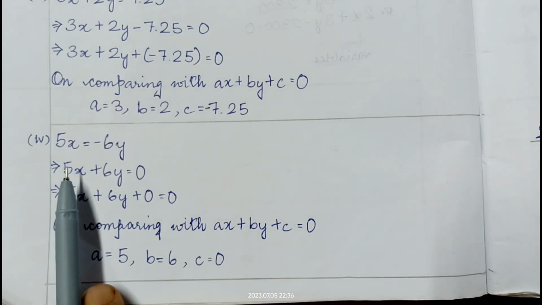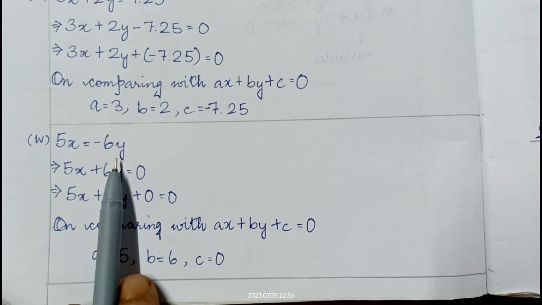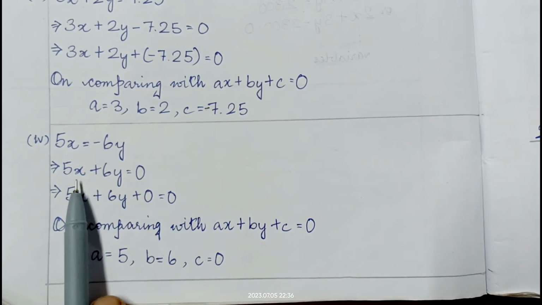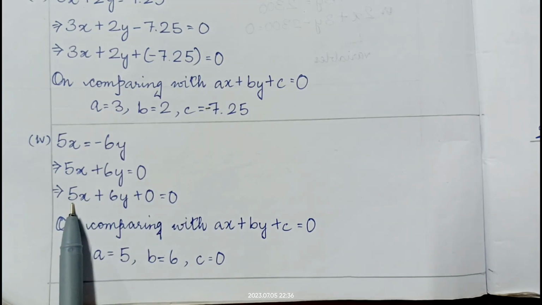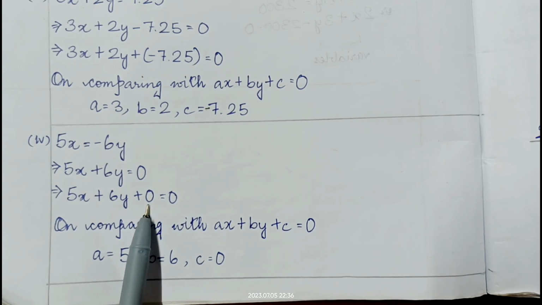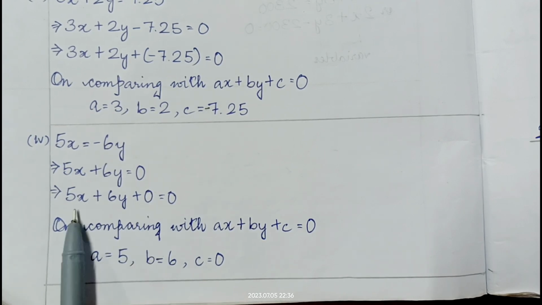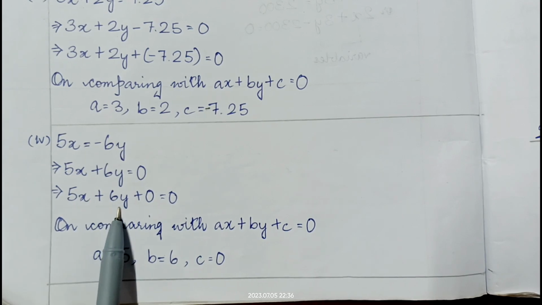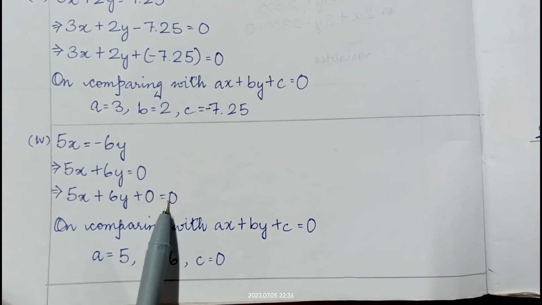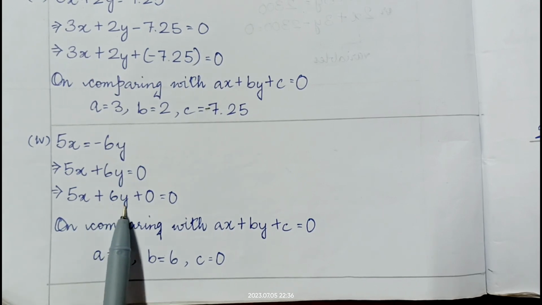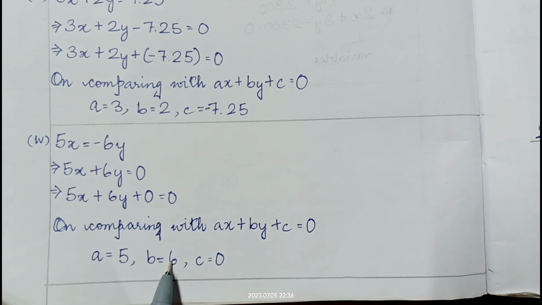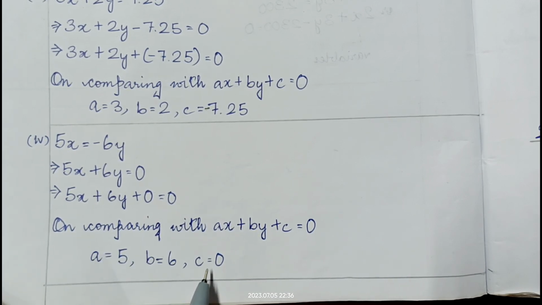In the fourth part, the question is 5x equal to minus 6y, which can be written as 5x plus 6y equals 0. Since we have to compare it with ax plus by plus c equals 0, here c is not given, so we can write c equals 0. So it can be written as 5x plus 6y plus 0 equals 0. Now if I compare this with ax plus by plus c equals 0, then a will be 5, b equals 6 and c equals 0.